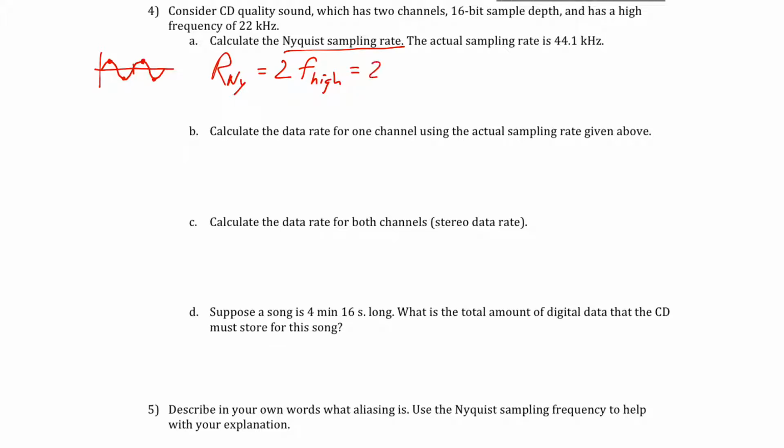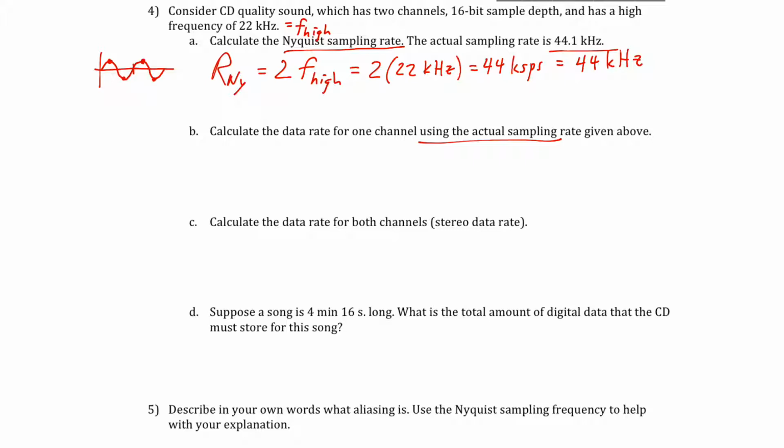In any case, if the highest frequency is 22 kilohertz, then our Nyquist sampling rate is 44 kilosamples per second, or just 44 kilohertz. And now the actual sampling rate is 44.1, and we're going to use that for the rest of the problem.